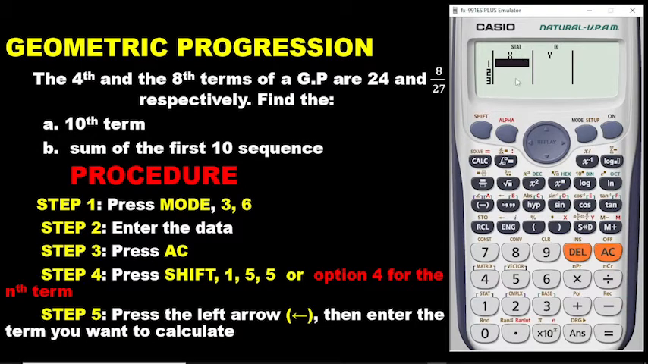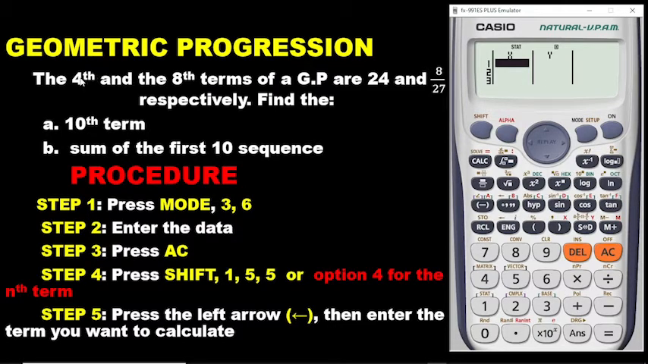Now the x coordinate simply means the number of terms, and then the y coordinate simply means the corresponding values for the term. So in the question, we have the fourth term and then the eighth term. So we are going to write the fourth term and then the eighth term under the x. And the corresponding values for the fourth term and the eighth term in the question are 24 and then 8 over 27. Now these values will be written along the y column.